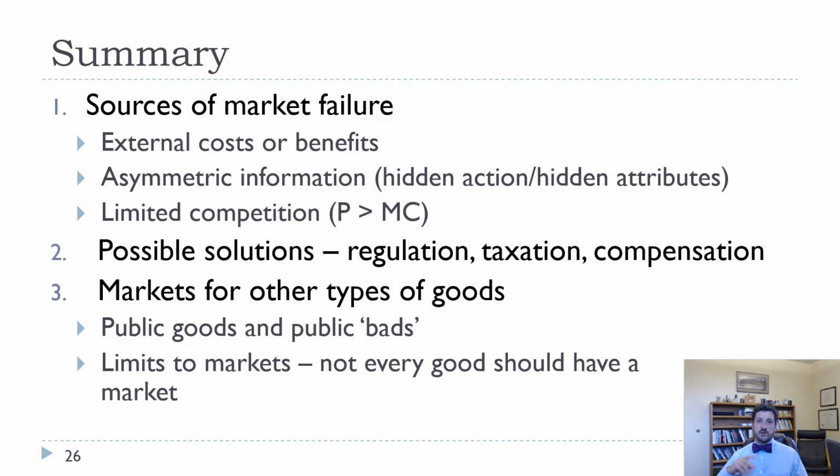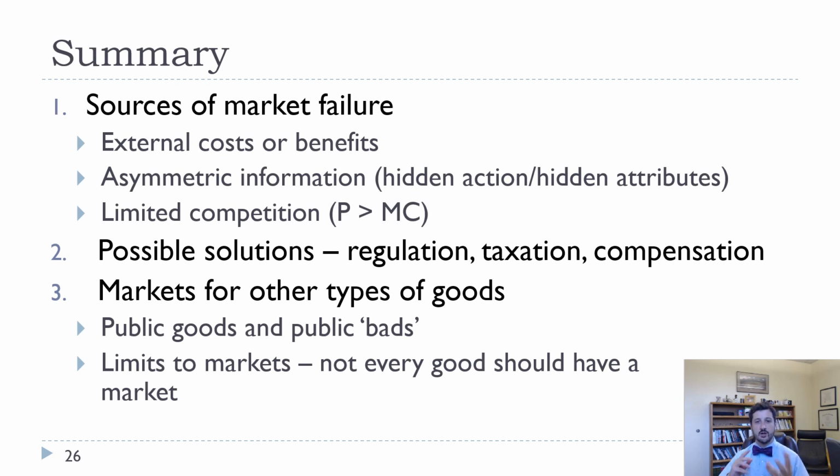So just in terms of summary, there are lots of sources of market failure. One is externalities, right? Whether that's a negative externality or a positive externality. One is asymmetric information, leading to moral hazard or adverse selection. And one is limited competition. We also talked about public goods. And so possible solutions: one could be regulation, one could be bargaining, one could be taxation, compensation, right? We're all trying to move the marginal revenue equal to the social marginal cost rather than the private marginal cost.